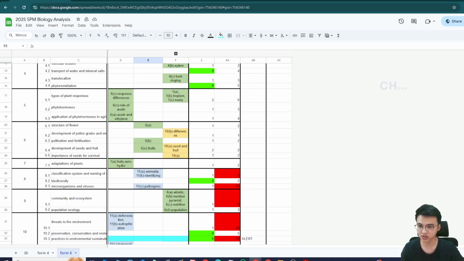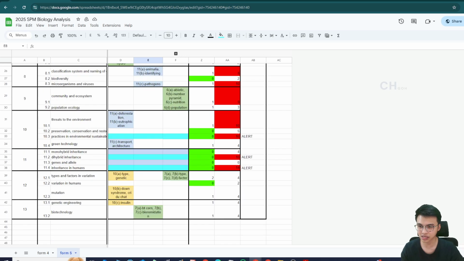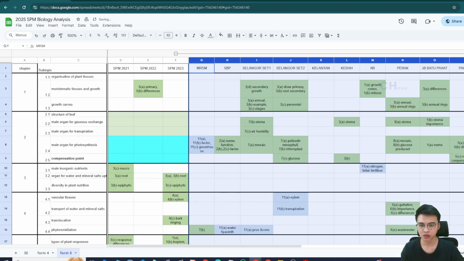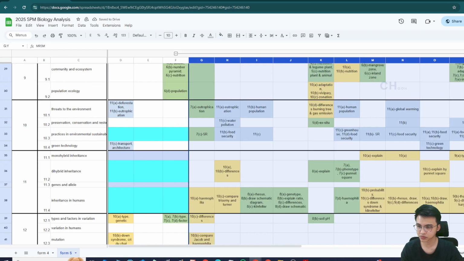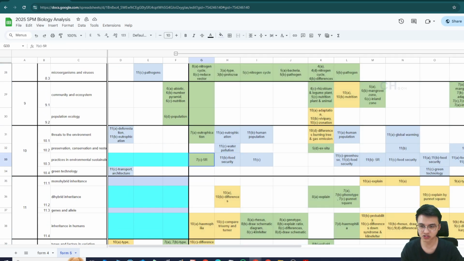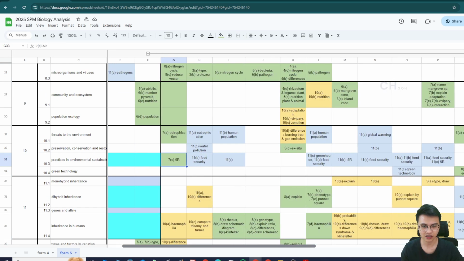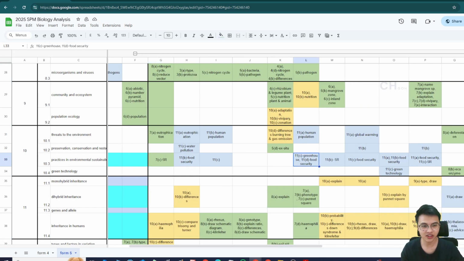Let's continue with the next one. This question never came up before, which is the practice in the environment and sustainability. So 10 questions came out a lot and never came out in the SPM. What kind of question came out in the trial papers? Let's see. 5R, food security. Food security, 5R.